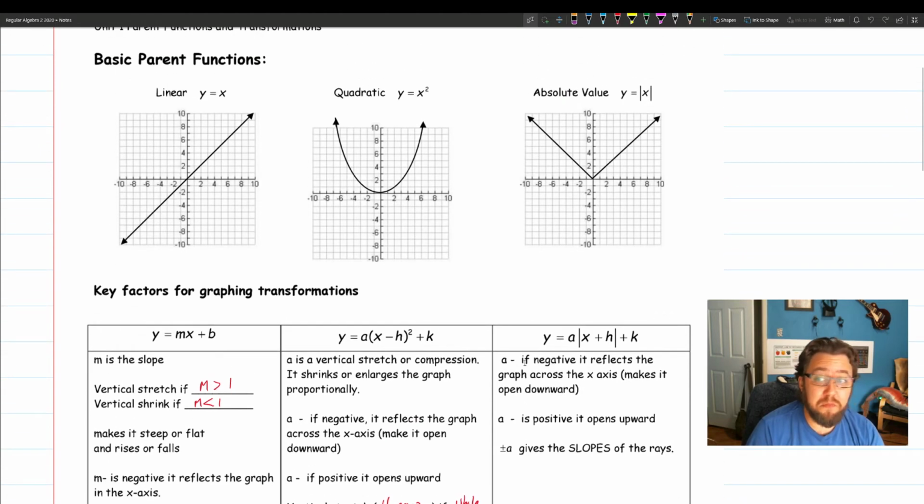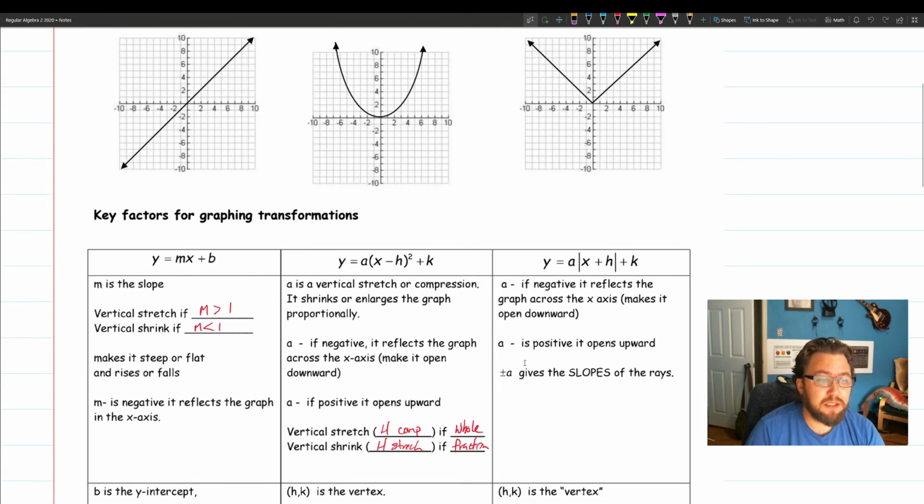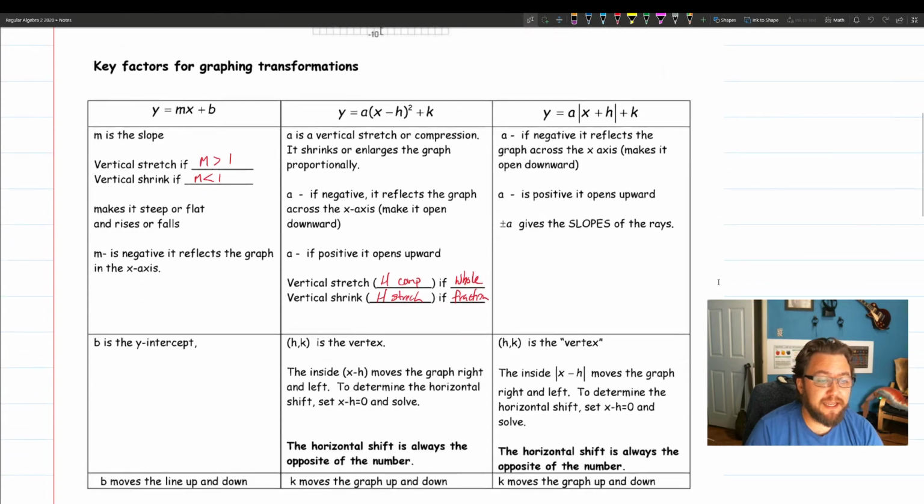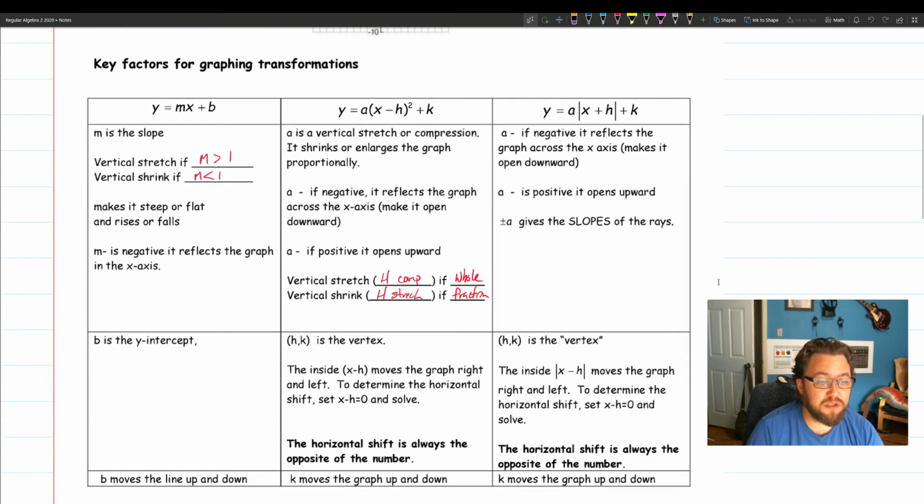Absolute value works pretty much the exact same way, except it's a V shape instead of a U. And the A is going to be the slope. Super straightforward. HK is still the vertex. H is still the horizontal shift, and K is still the vertical shift. A horizontal shift is still always the opposite of the number, and k moves the graph up and down.